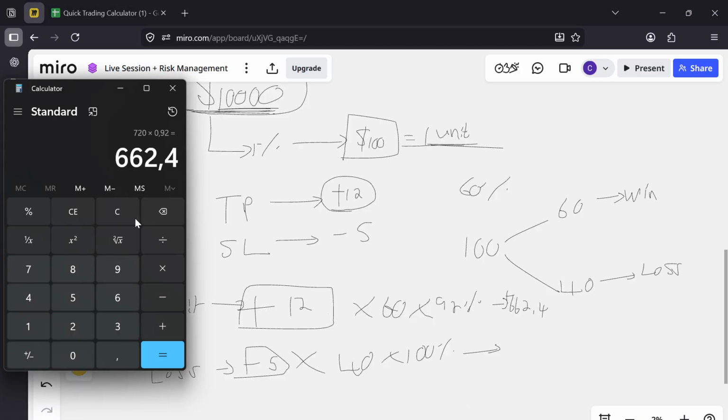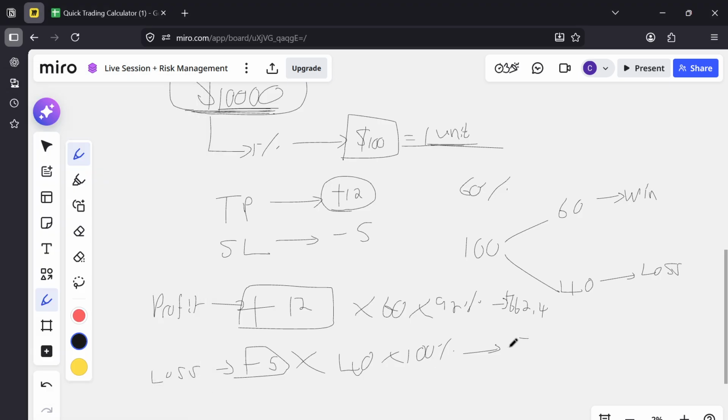Now look at how much you will obviously lose. Minus 5 times 40 times 100% equals minus 200, right? So for the loss, you're having minus 200. For the profit, you're having plus 662.4. That means that overall, you will make 462.4 in total on your session.